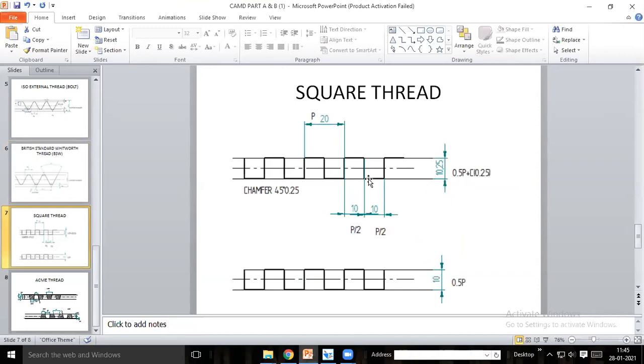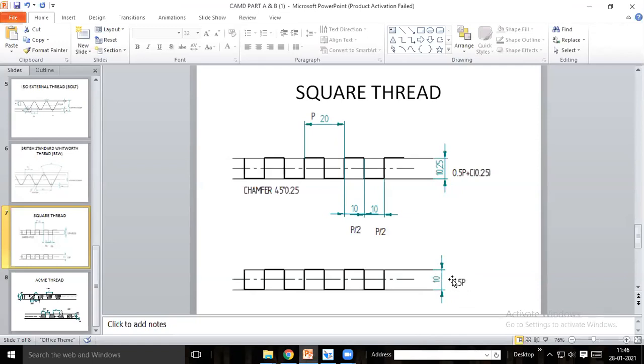So it's very simple here. In square thread you will be having this internal thread and this external thread, having slight difference. Can you make out what is the difference by looking at the diagram? See here, this value is 10. This is external thread. External thread H value is equal to 0.5 times P.